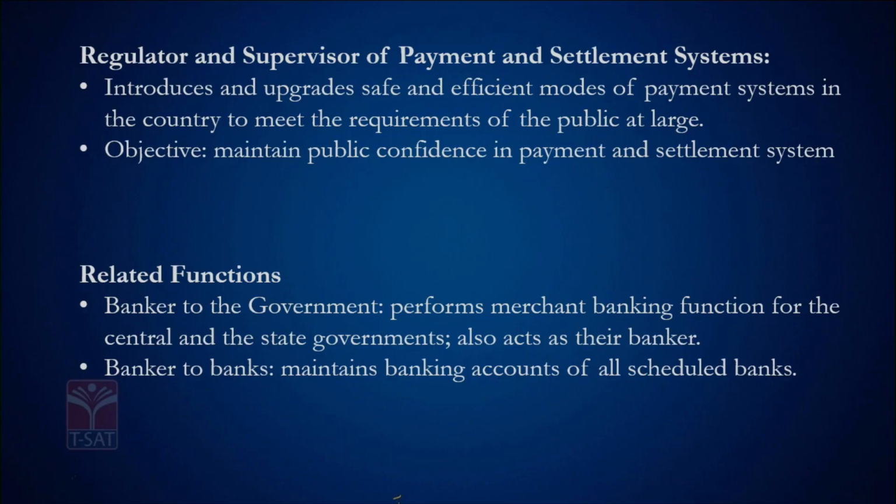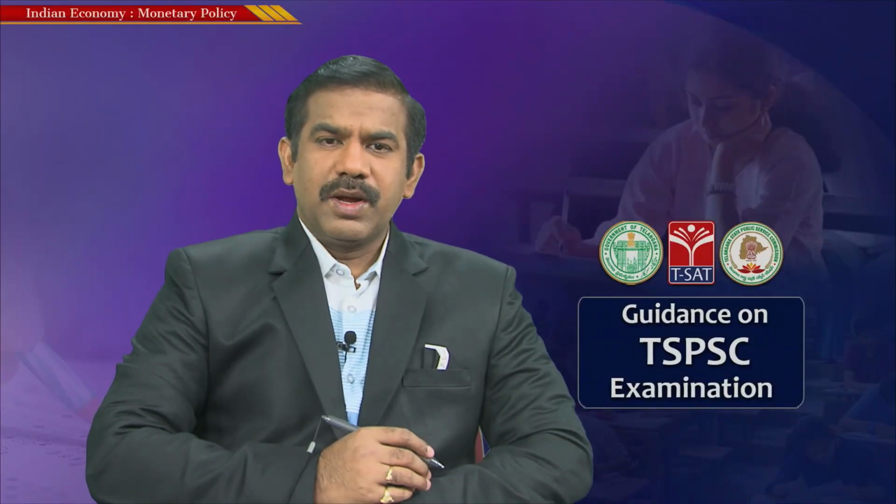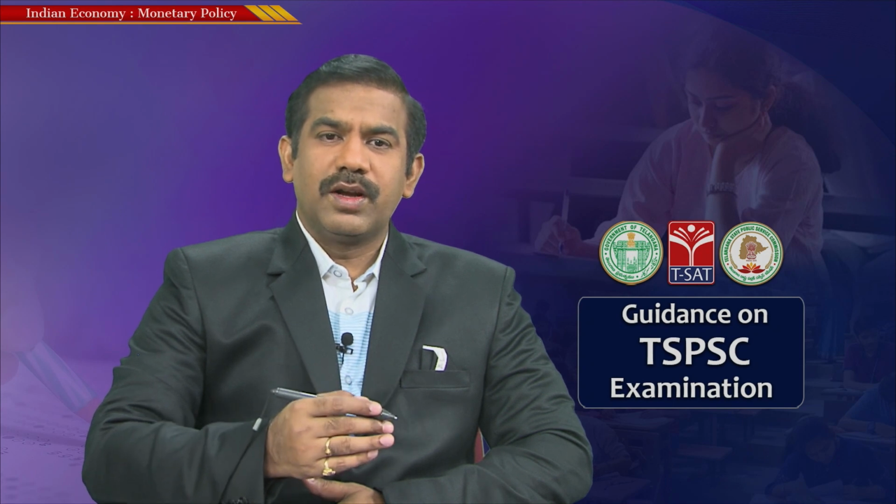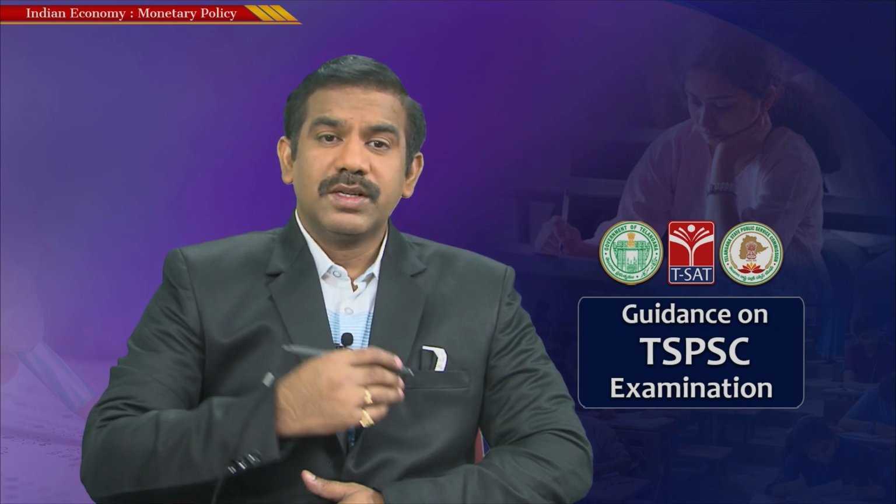So most of you might be using UPI, BHIM, and various online transactions. I think you might also be aware of the National Payments Corporation of India. So how exactly does a payment take place from one bank account to another bank account, or from one bank branch to another bank branch? How does this transaction get settled? Everything is taken care of by the RBI, and RBI does this job of regulator and supervisor of payment and settlement systems.